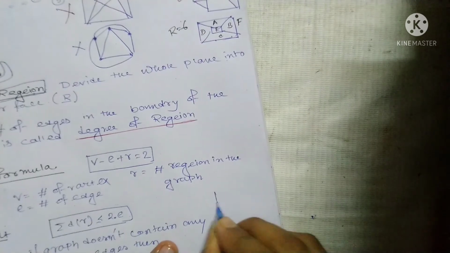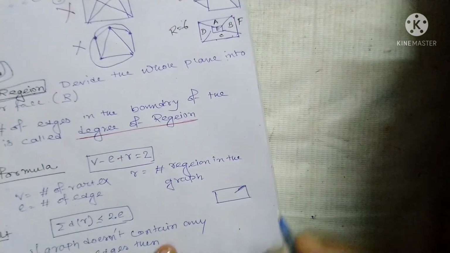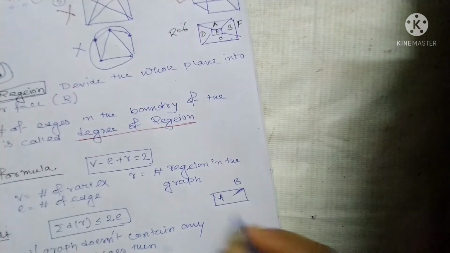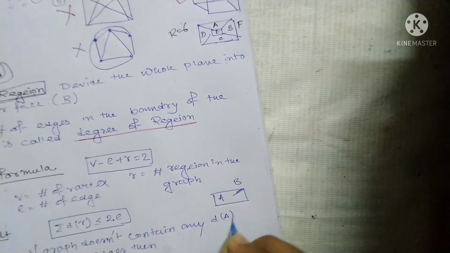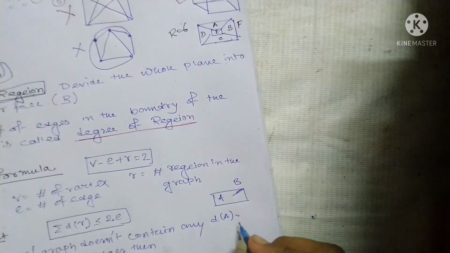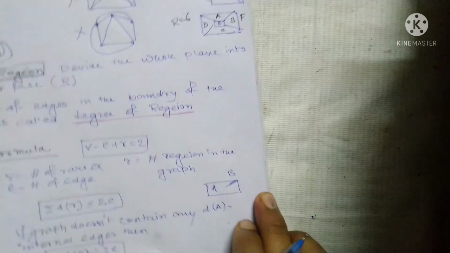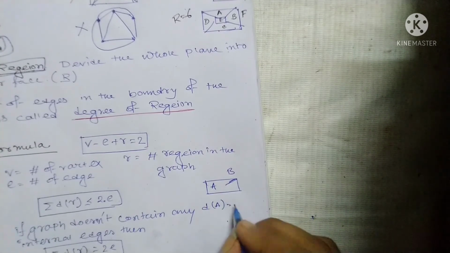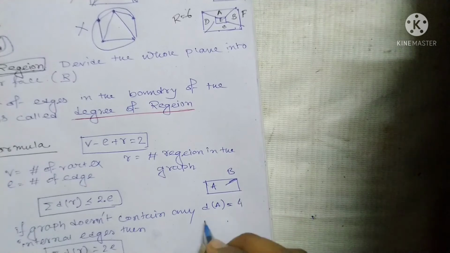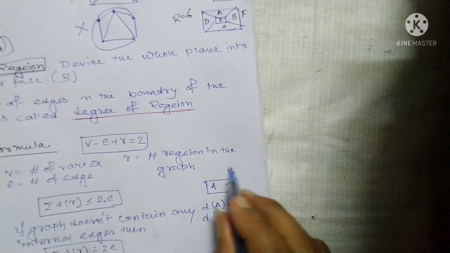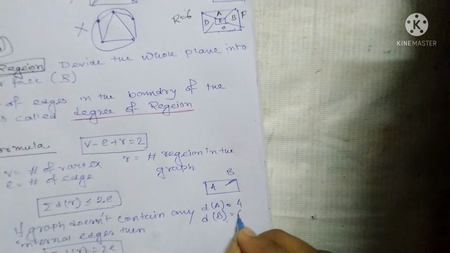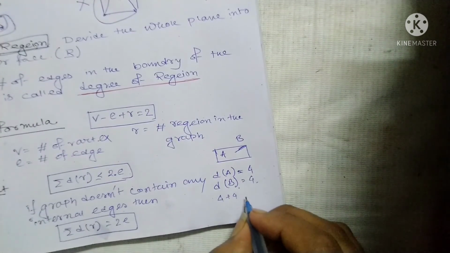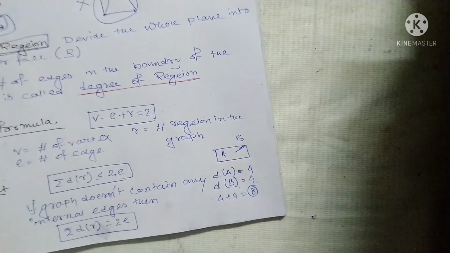Let us draw this graph here again. So this is our graph. It has two regions, A and B. The degree of A, d of A, means the number of edges in the boundary, which is 4. And the degree of the outer region B is also 4. Now degree of A plus degree of B is 8.